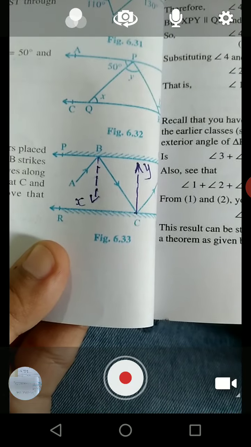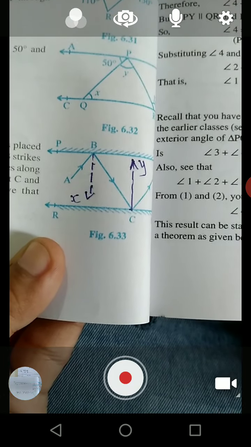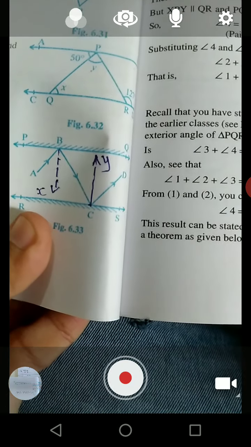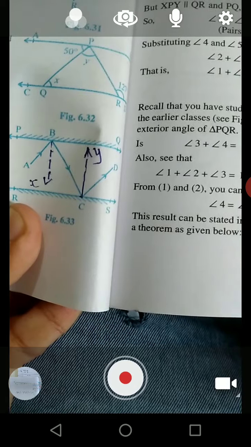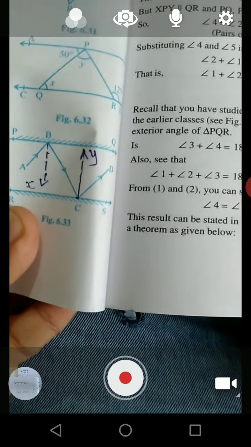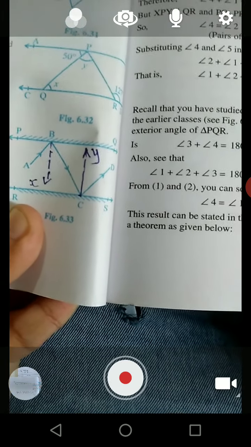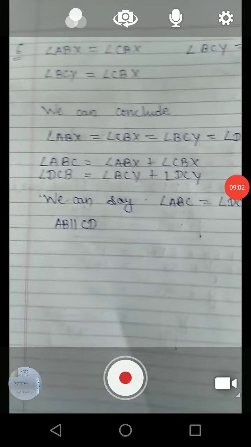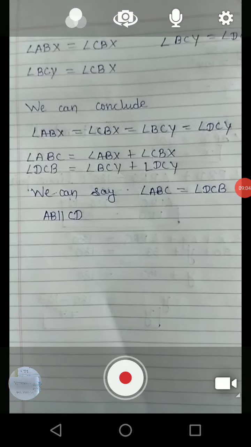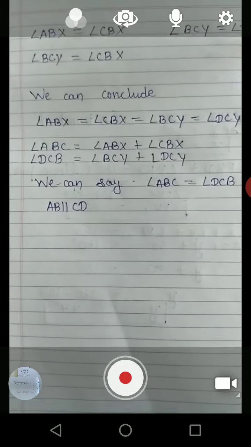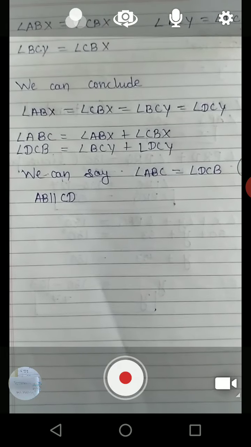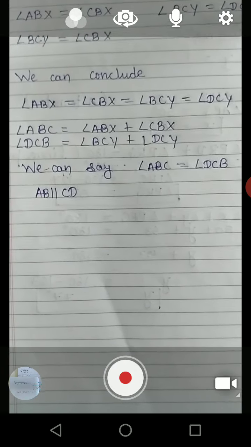So we can say that ABX plus CBX is equal to ABC. Same thing over here, BCY plus DCY is equal to DCB. So we can say that ABC is equal to ABX plus CBX, DCB is equal to BCY plus DCY. So we can conclude that ABC is equal to DCB. Both angles are same. So we can say that AB is parallel to CD.